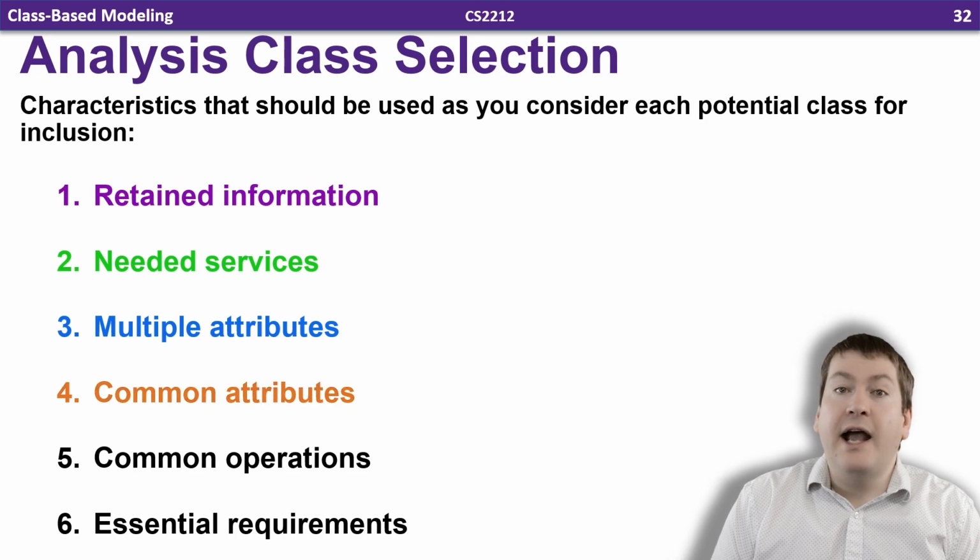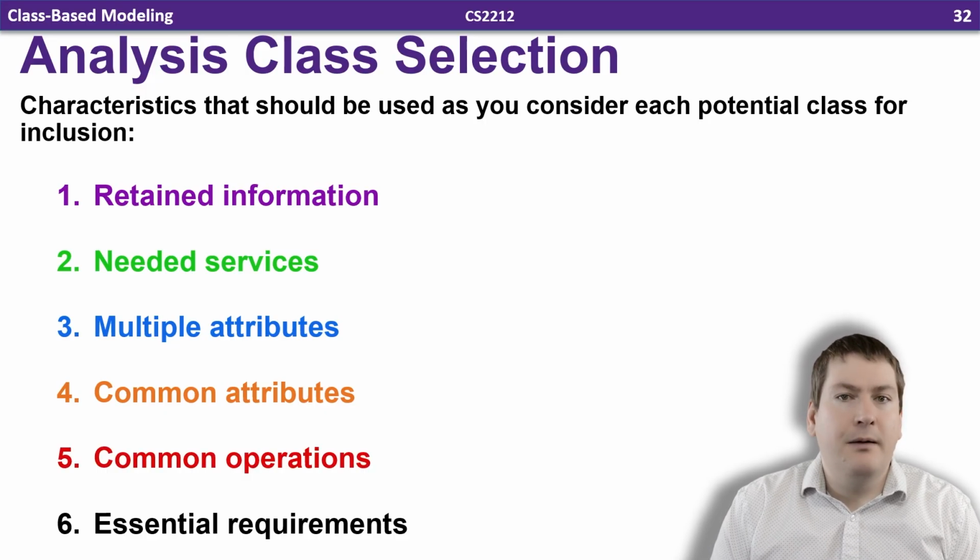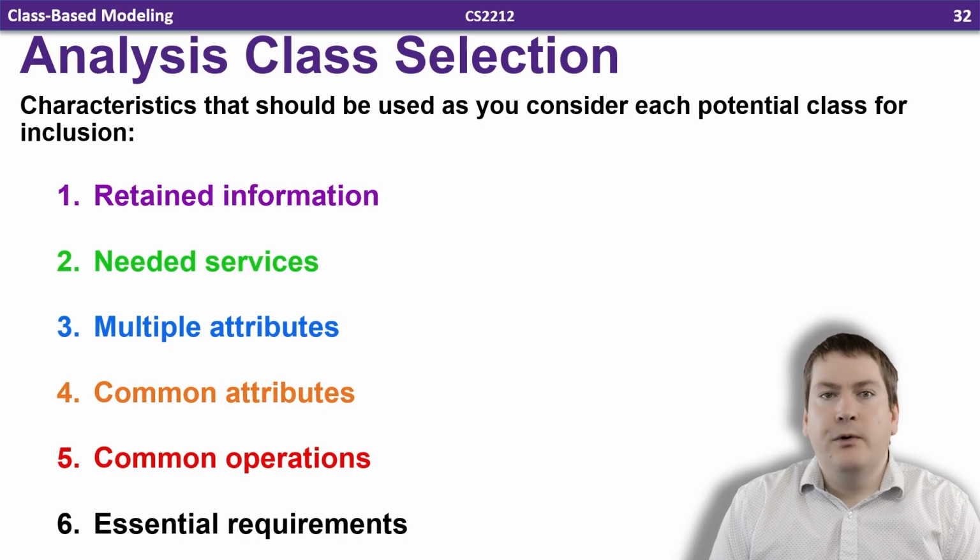Rule 4, common attributes. A set of attributes can be defined for potential classes, and the attributes apply to all instances of the class. Rule 5, common operations. Same idea as Rule 4, but for operations. A set of operations can be defined for the potential class, and the operations apply to all instances of the class. So Rules 4 and 5 here are just standard OOP things, and they say that everything in a class should be applicable to all the objects or instances of that class.